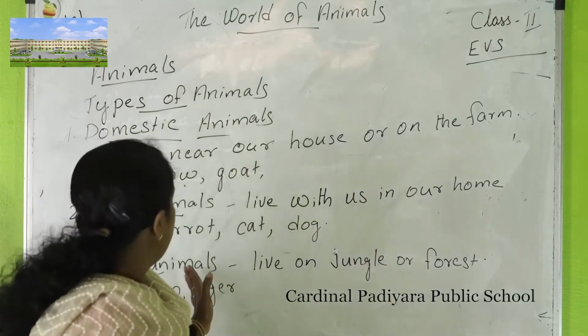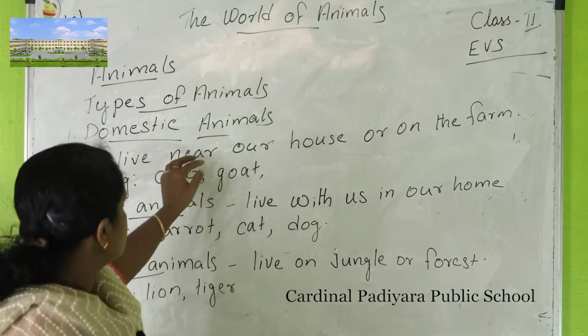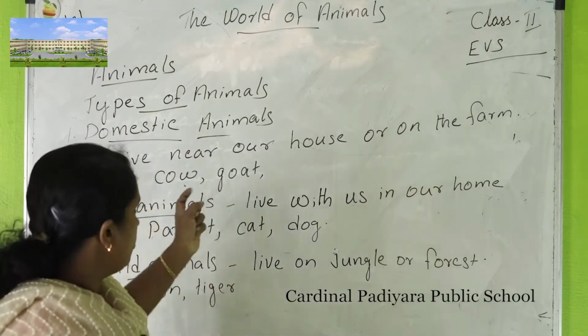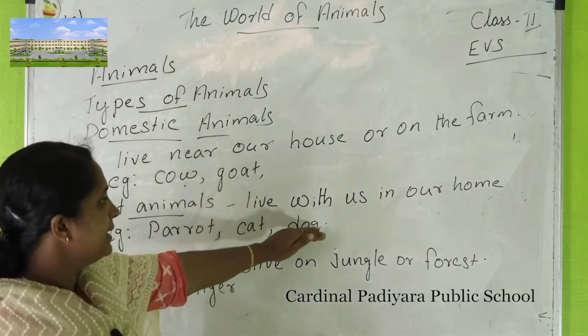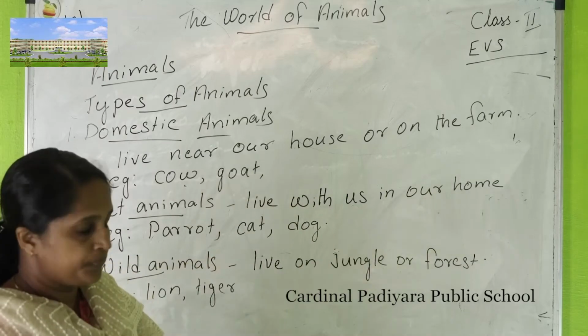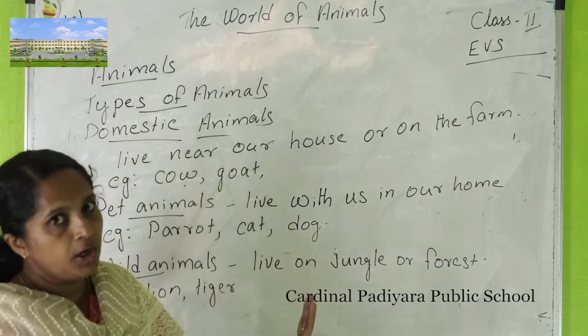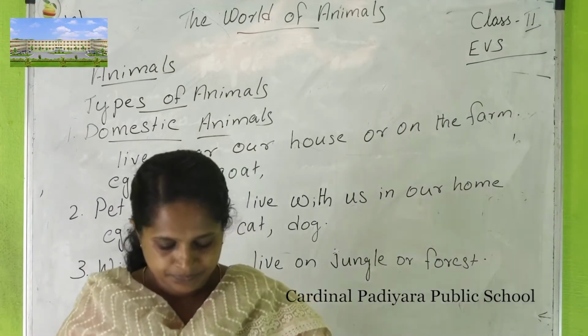Domestic animals means animals that live near our house or on the farm. Pet animals means animals that live with us in our home. Wild animals means animals that live in the jungle or forest.